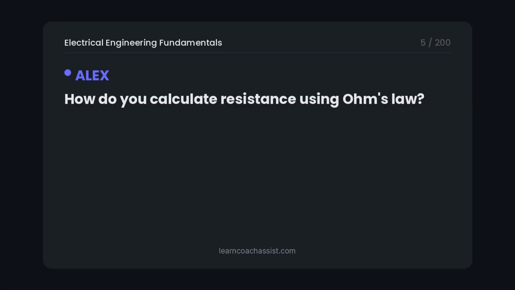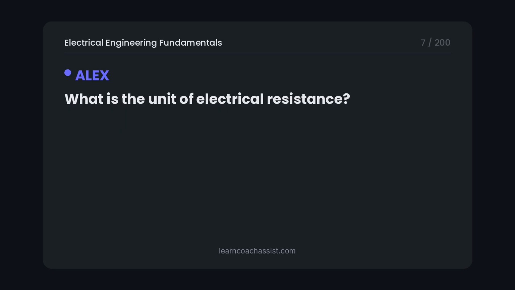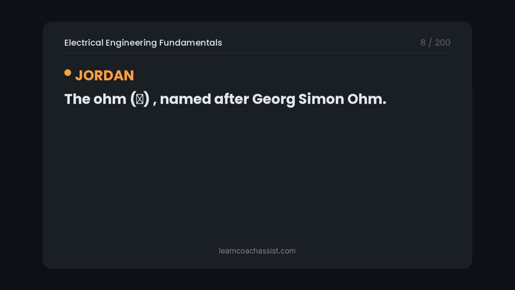How do you calculate resistance using Ohm's law? R equals V/I. Resistance equals voltage divided by current. What is the unit of electrical resistance? The ohm, symbol Ω, named after Georg Simon Ohm.